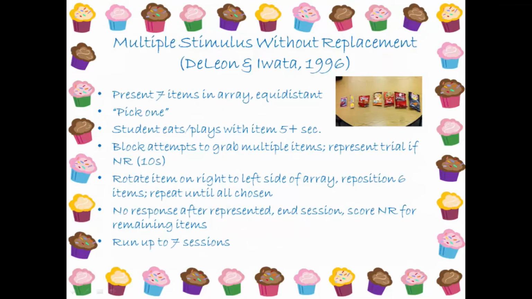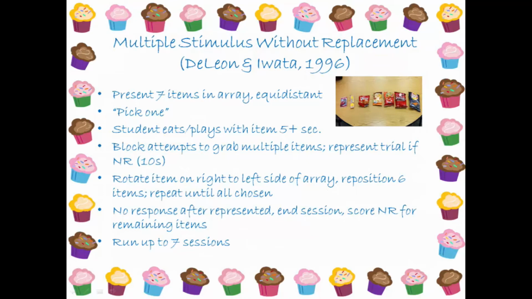Another type of preference assessment is the multiple stimulus without replacement assessment, developed by DeLeon and Iwata. When possible to use, this is my favorite preference assessment, based mainly on the speed with which it can be run. First, present 7 items in an array, equidistant from each other and the student. By cueing pick one, the student should eat or play with an item for 5 or more seconds. Block any attempts to grab multiple items, and represent the trial if there's no response.